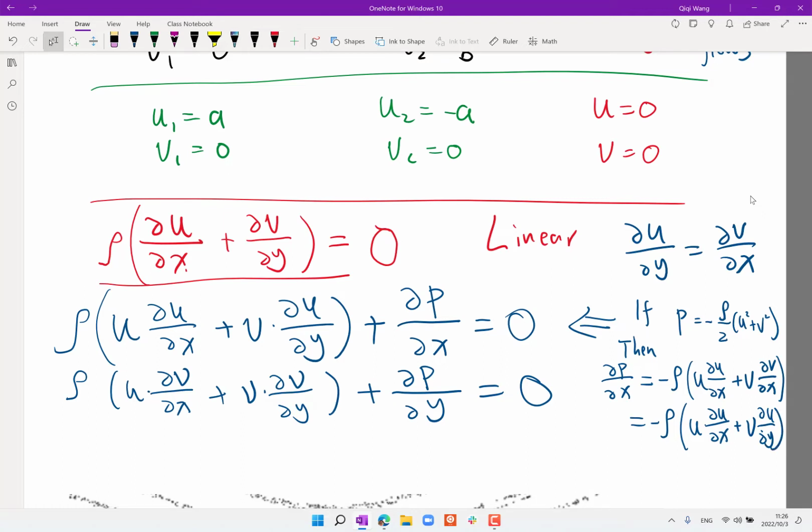Now you substitute this into this equation. It's exactly the same as the first term, except there is a negative sign. So for that pressure, things automatically cancel out, and you have automatic satisfaction of the momentum conservation equation. And it doesn't matter that it is nonlinear. All right?